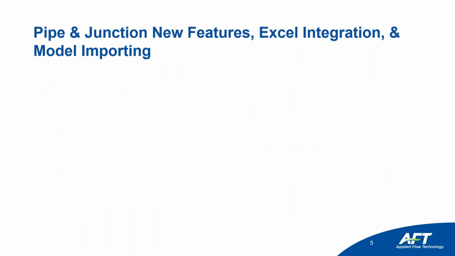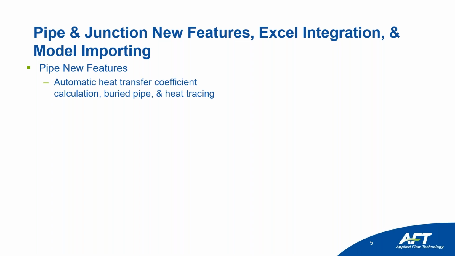There's also significant amounts of new features for pipes and junctions, Excel integration, and model importing. So various piping new features include automatic heat transfer coefficient calculation. That's where you can put in your ambient temperature and your wind speed, and that will calculate your external heat transfer coefficient for you. There's also new buried pipe and new heat tracing thermal models that you can work with. There's some new intermediate pipe elevation options that make that a lot easier. I'll show you that.